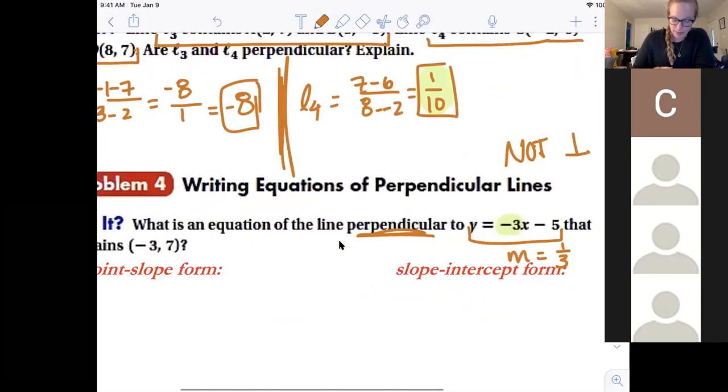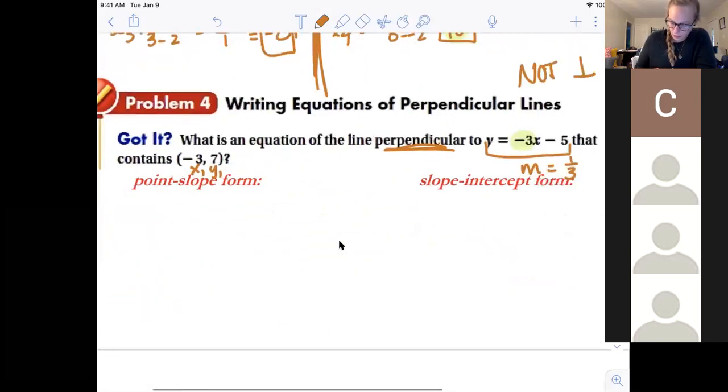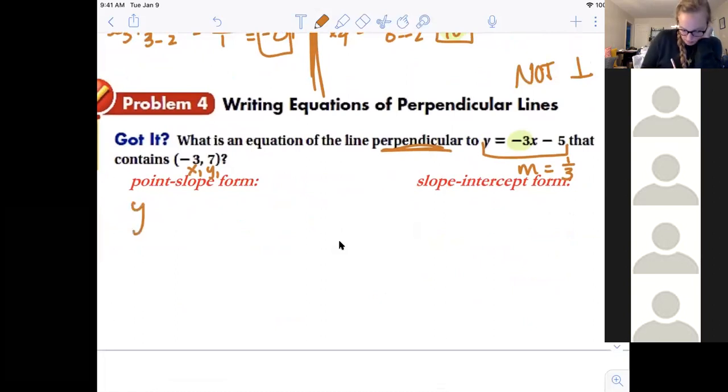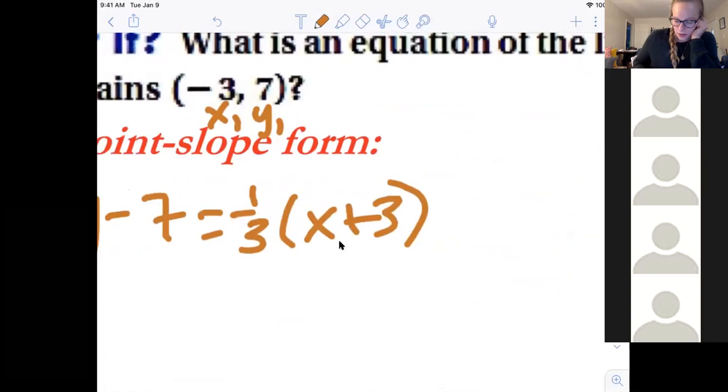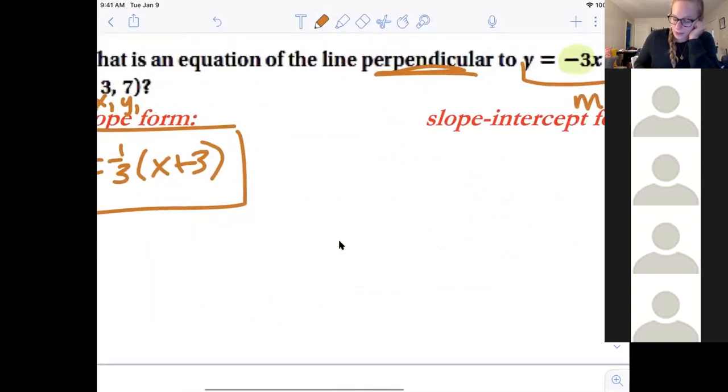So I'm going to use m as 1/3 and I'm going to use my x1 and my y1 and do point slope form. Who can help me with point slope form? Would it be y minus 7 equals 1/3 and then x plus 3? Perfect. Good job, Kate. All right. y minus 7 equals 1/3 (x plus 3). That is all I need to be in my point slope form. Now I need to go to slope intercept form.